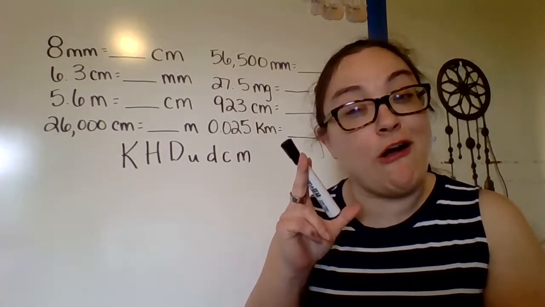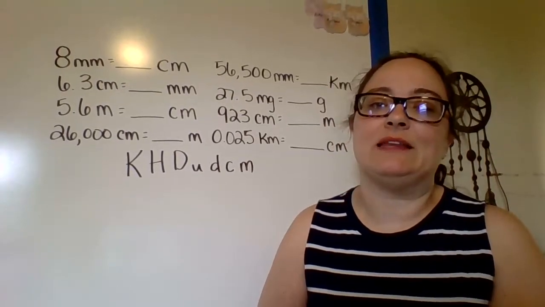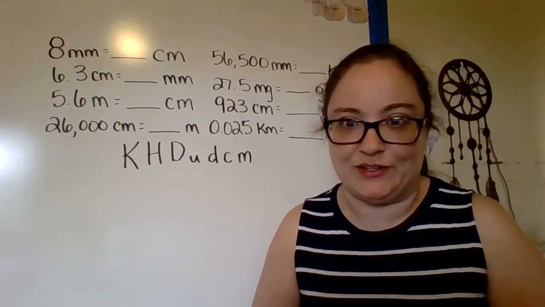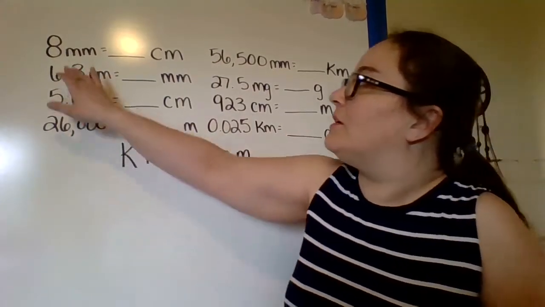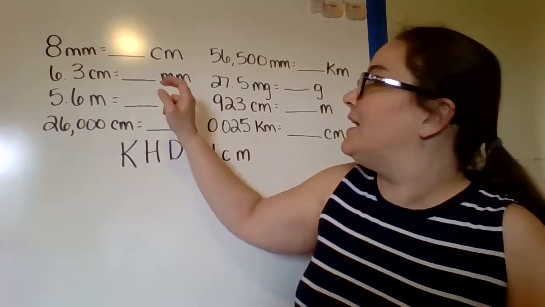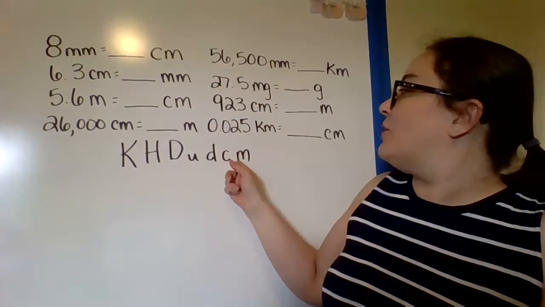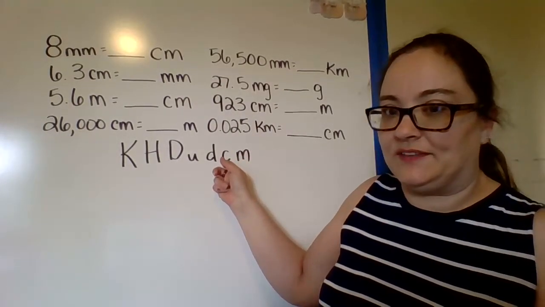Scientists learn the most when they're wrong. So just sitting here and letting me give you the answers is not going to help you learn how to do this. All right, so for this first one, we're starting on M for milli and ending on C for centimeter. So that's just one move to the left.